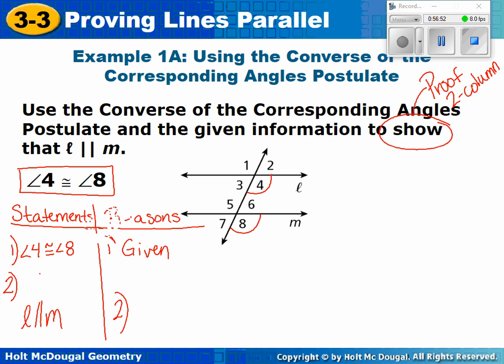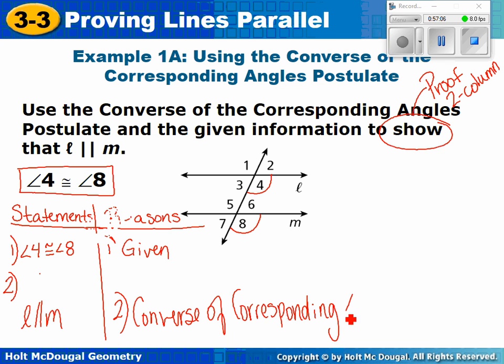Exactly. Converse of, because we're proving lines parallel, the corresponding angles, and it was the only one today that was a postulate because we accepted it as true when we started the lesson. All the rest we proved. So converse of the corresponding angles postulate. And that's as hard as that is if it's just a simple one like this. Any questions about this one?